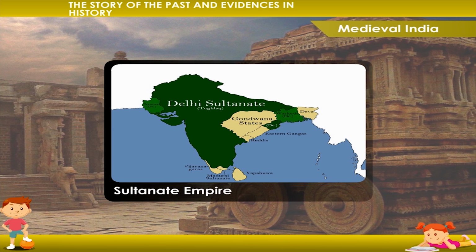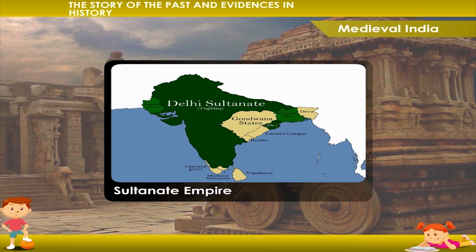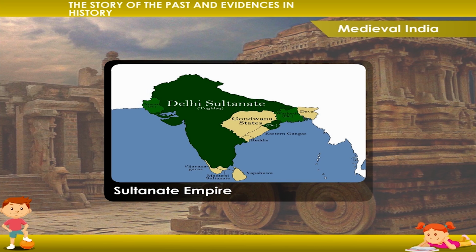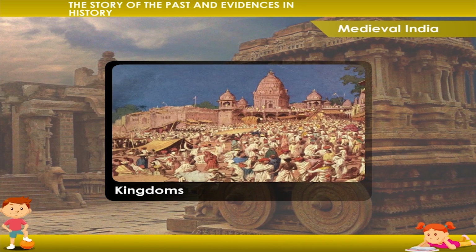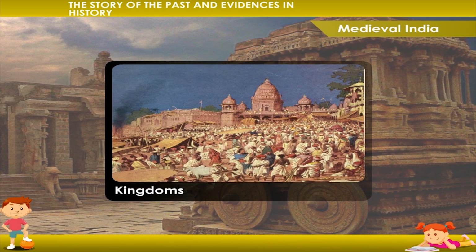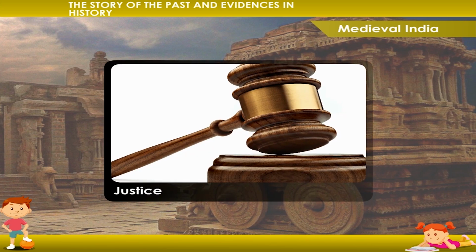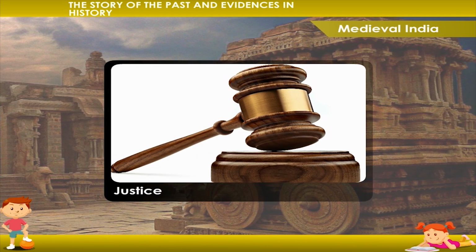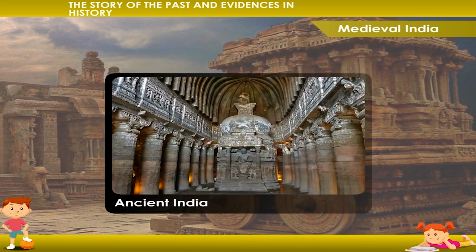The administration was divided into central regions. There were various kingdoms and their rulers. There was no proper way of justice. Taxation was more in comparison to ancient India.